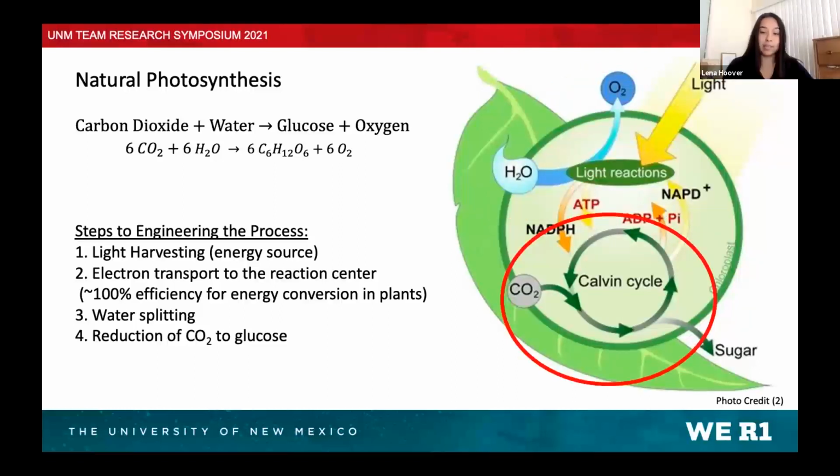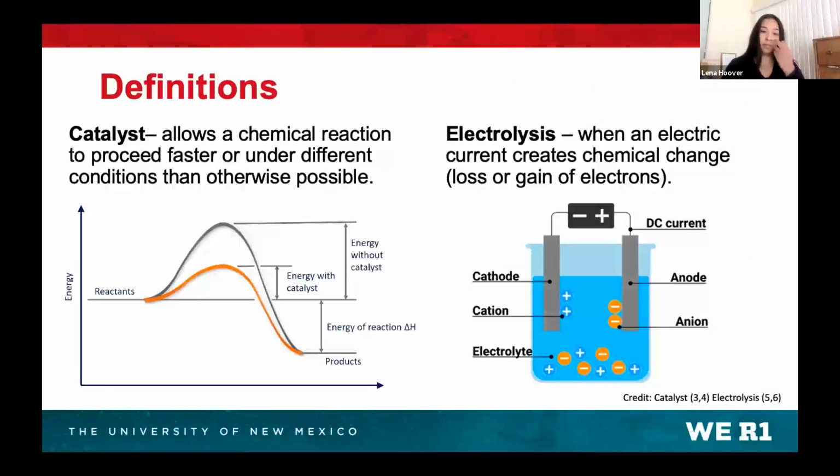And these 2 steps use catalysts. So here are some definitions of terms that we're going to mention throughout. Firstly, a catalyst allows a chemical reaction to proceed faster. As seen in the photo, the orange line representing the catalyst is much lower than the original. Secondly, electrolysis is when electric current creates chemical change, which is a loss or gain of electrons, which is seen in the schematic below.